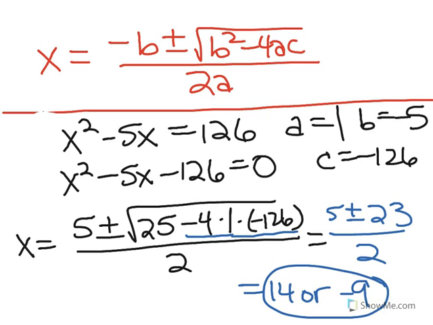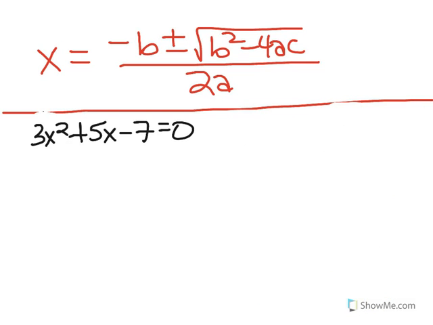I'll show you one more here. It'll be a quadratic equation whose solution is not going to produce integers under the radical, and we'll look at how to address that quickly. This time we're going to solve 3x squared plus 5x minus 7 equals 0. This is already in standard form, so we can assign our variable values. A this time will be 3, the coefficient of x squared. B is 5. And C, the constant, is negative 7.